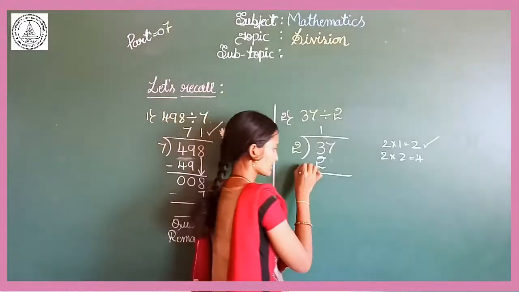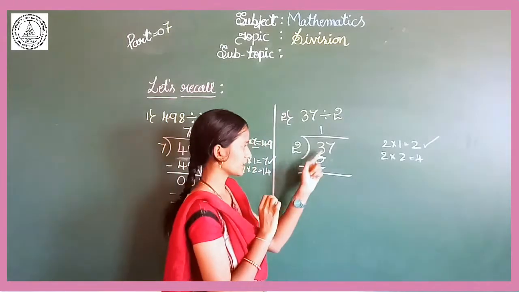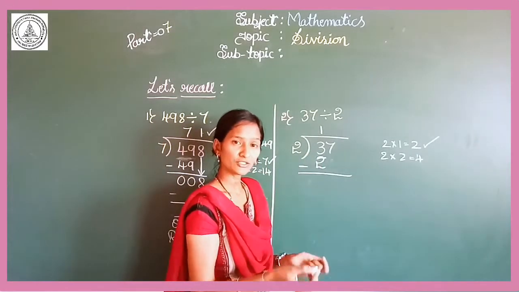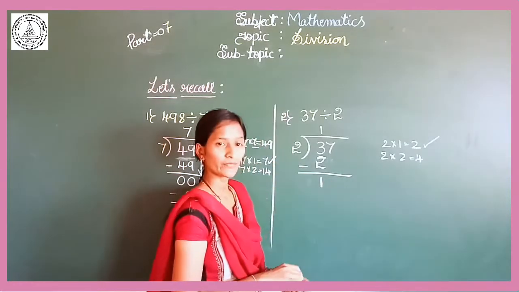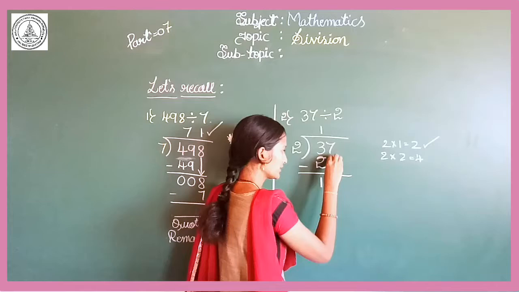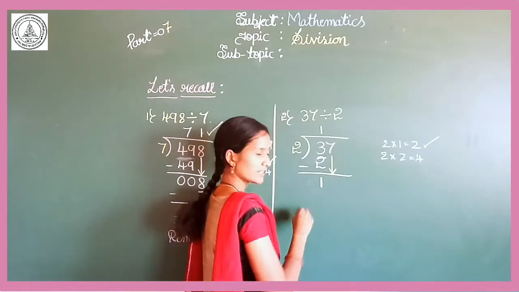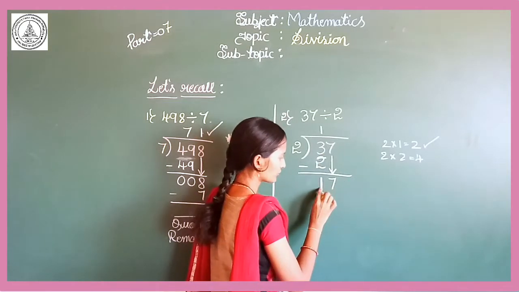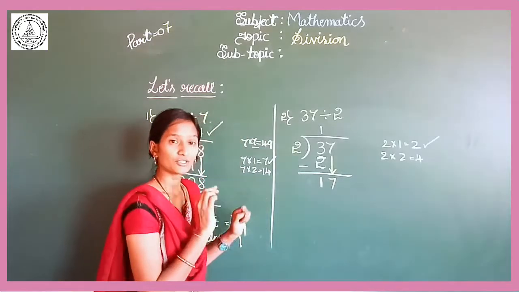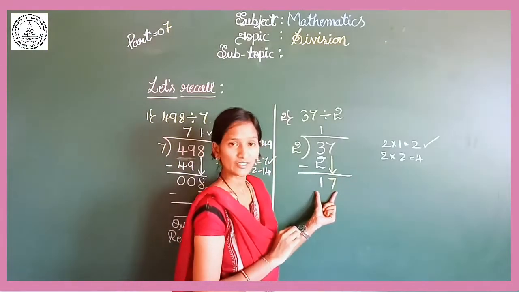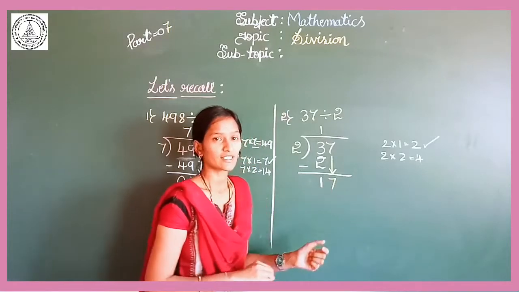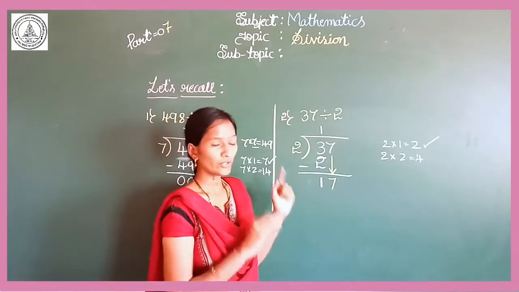Next, subtract these two numbers. 3 minus 2 is 1, right? So write down 1 here. Next, you have to bring this 7 down and write it in front of this 1. So now it is not 7, it is 17. Again, in the table of 2, is there 17?